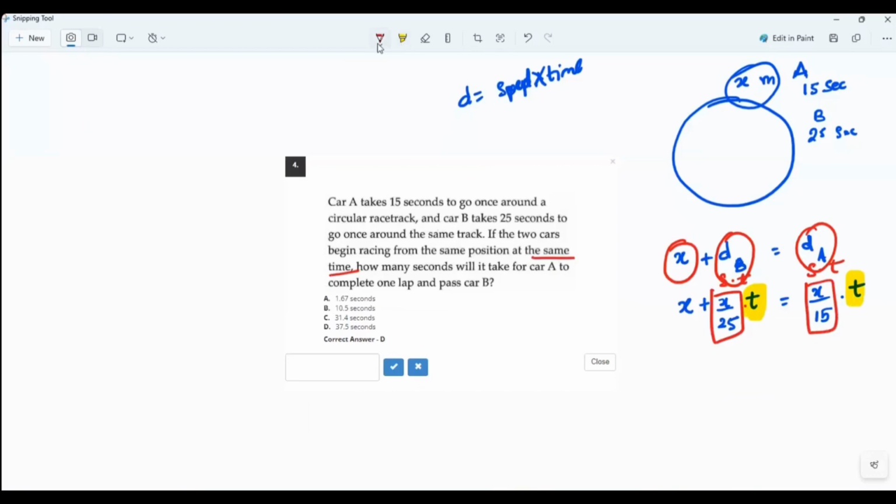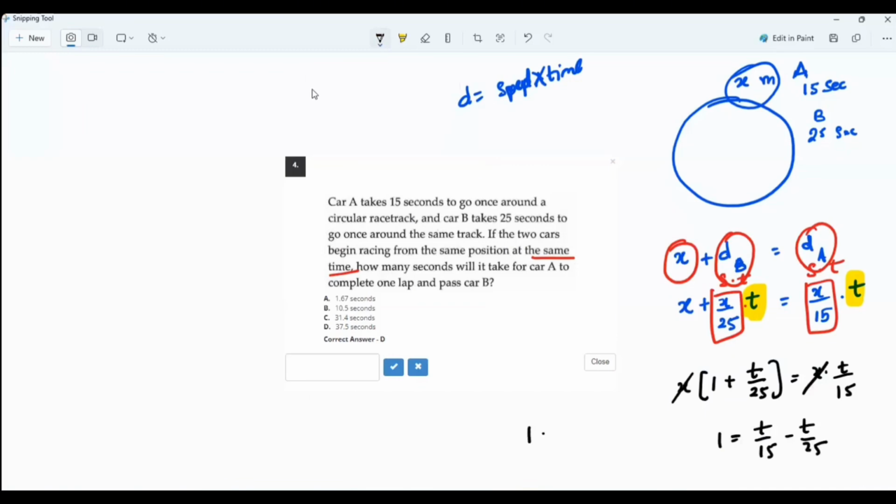Now solve for t. That's all you need to do. So if you factor out X, what do you get? X times 1 plus t over 25, and then X times t over 15. So you get rid of the X and X. And then what do I get? 1 is equal to t over 15 minus t over 25.